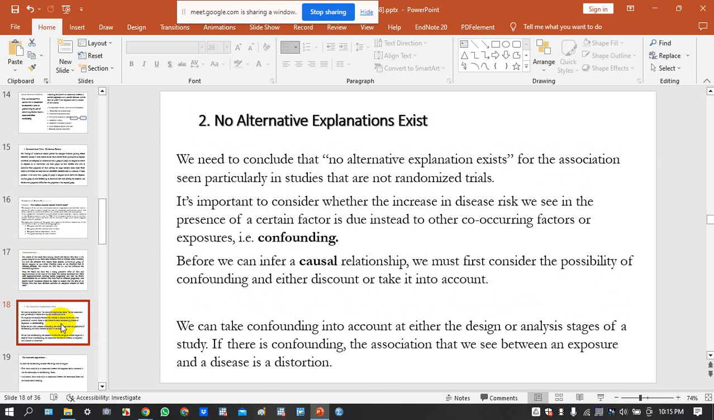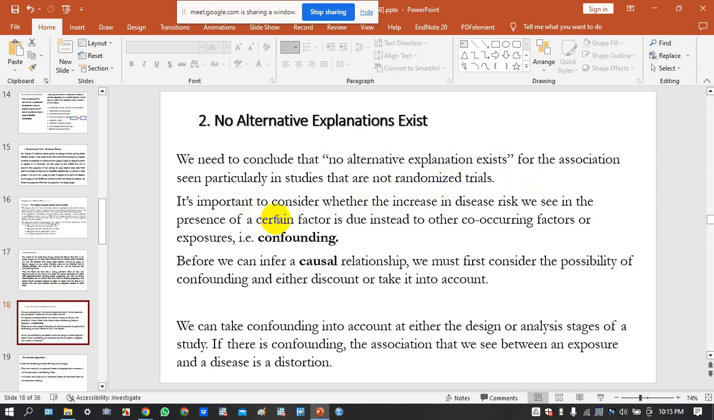So we finished with randomized control trial. The second guideline is that for us to establish causation, there should not be any alternative explanation existing. Meaning that we need to conclude that no alternative explanation exists for the association seen, particularly in studies that are not randomized trials.